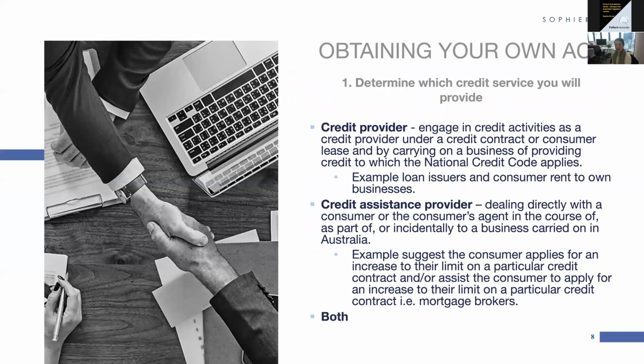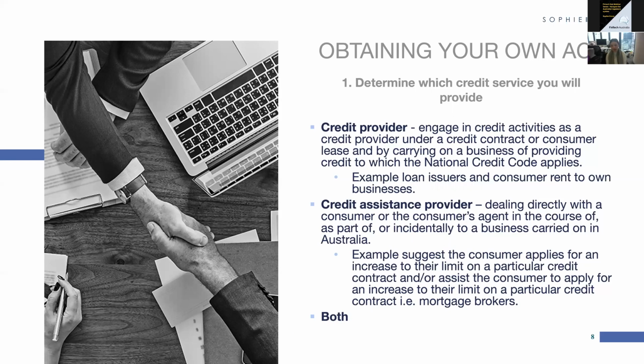So applying for your own ACL is a very similar process. Under the credit license, you have 3 kind of variations. You can either be the credit provider, a credit assistance provider, or you can obtain both authorizations. The credit provider license allows you to engage in credit activities as a credit provider under a credit contract or consumer lease, and by carrying on a business of providing credit to which the National Credit Code applies. So your typical example is loan issuers and consumer rent-to-own businesses.